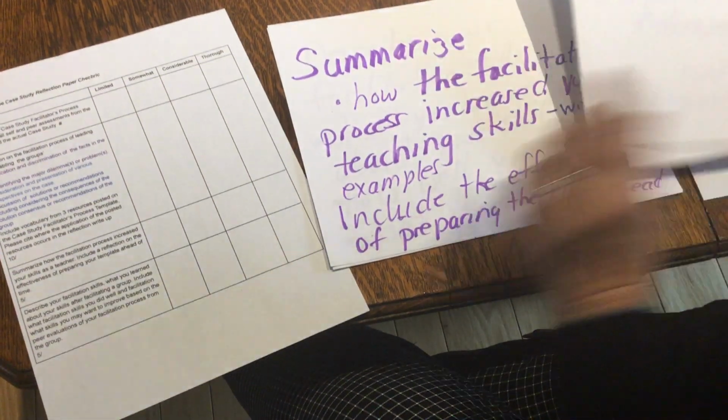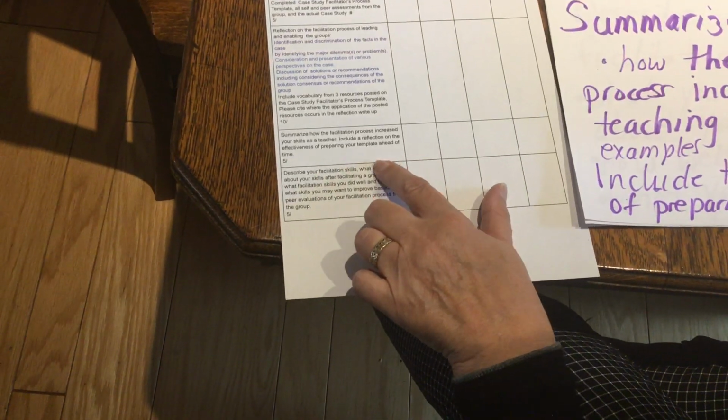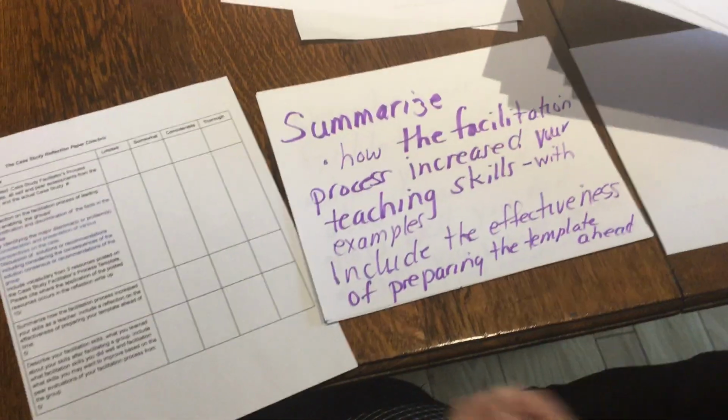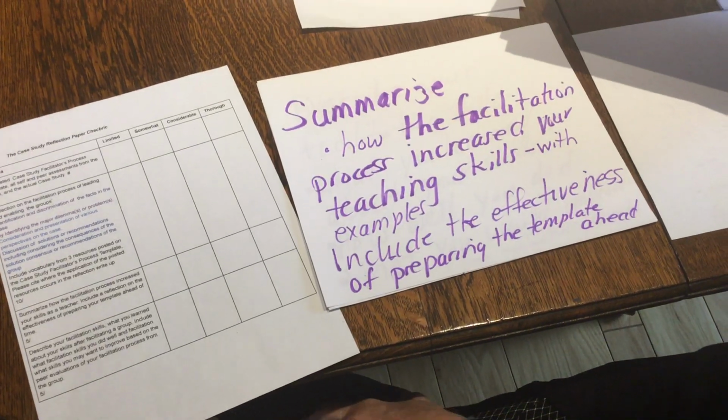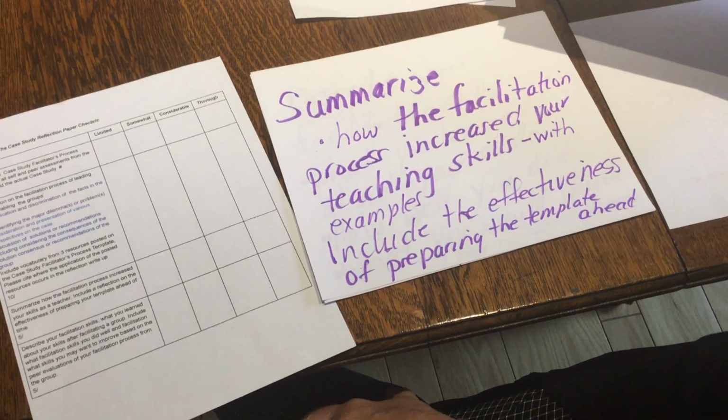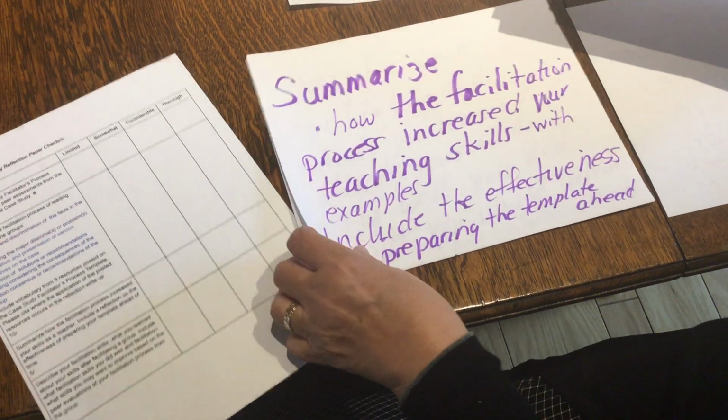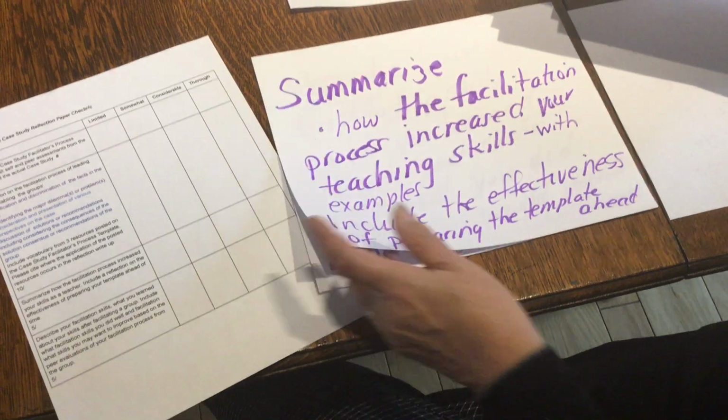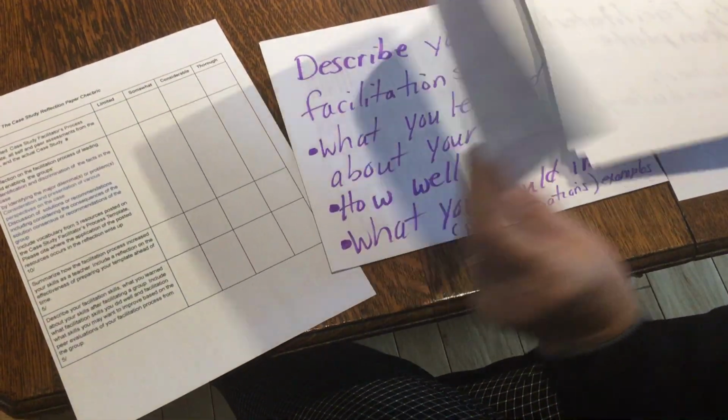So the next section, which is worth 5 marks, is to summarize how the facilitation process increased your teaching skills. Make sure you include examples. Include the effectiveness of preparing the template ahead of time. Was that helpful or not?